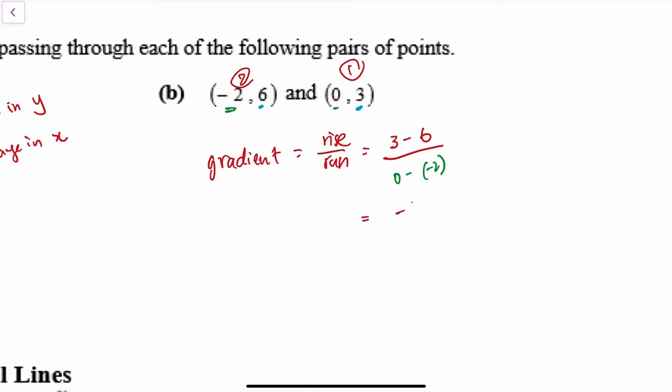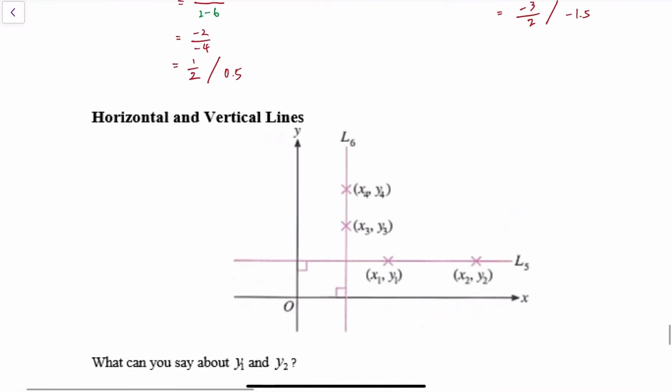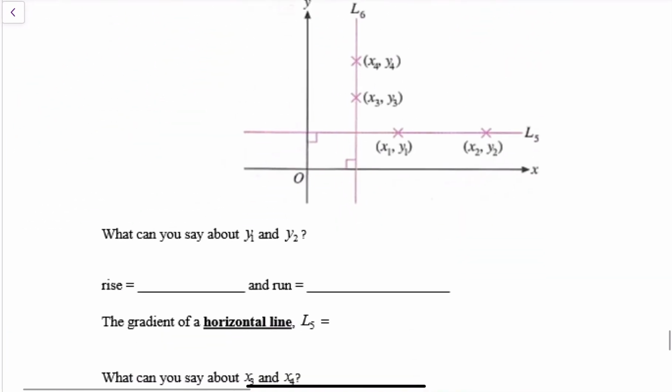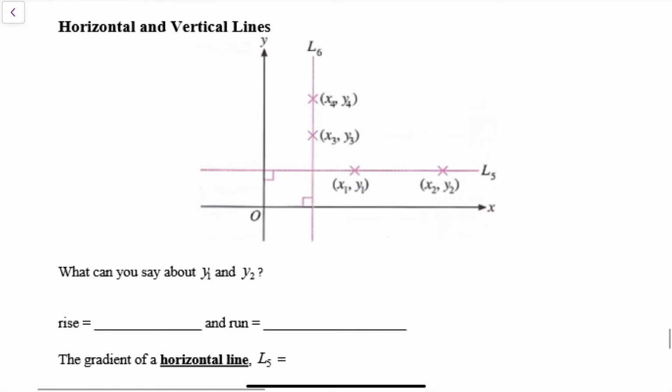So 3 minus 6 is negative 3. 0 minus negative 2. Minus a negative number is double negative, so it becomes positive. So that's my answer. Or you can write it as negative 1.5 also can. Okay, so that is all for all the questions, exercises. Last part is some important information for you.